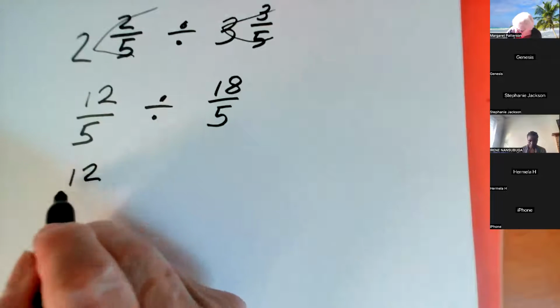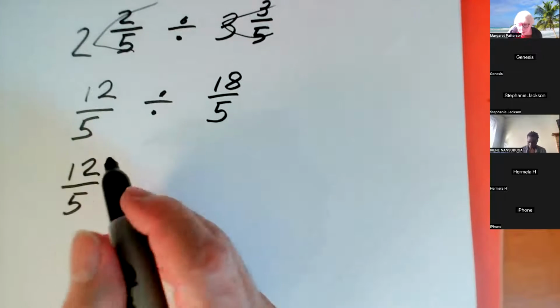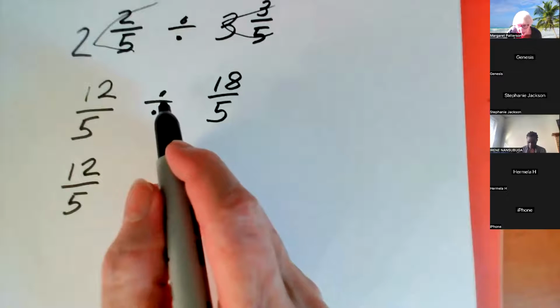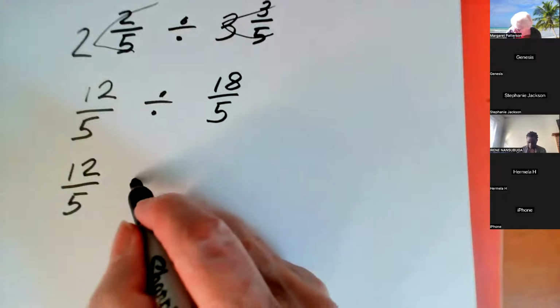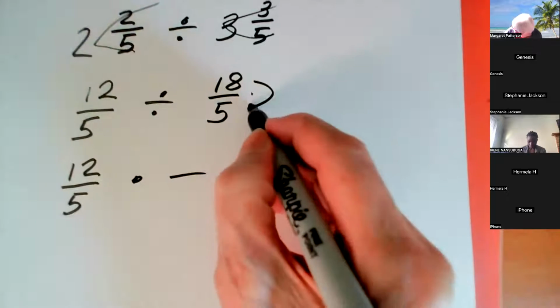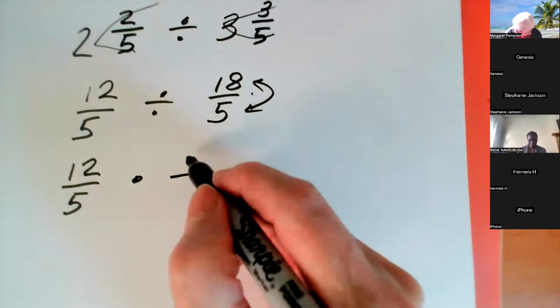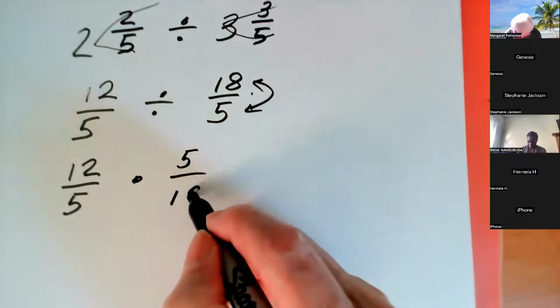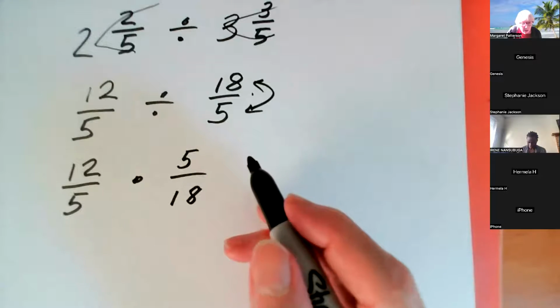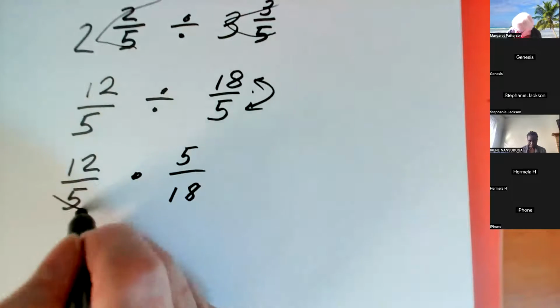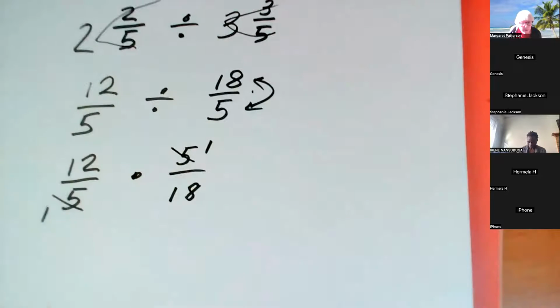So the first number is copied. This is similar to some of the adding things we've done. This goes to multiply, and this goes to its reciprocal. Do you remember that? So this is 5 over 18. Well, this is the problem we're going to deal with, and those 2 5s are going to get rid of.